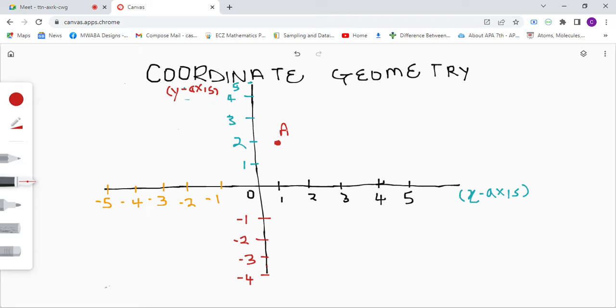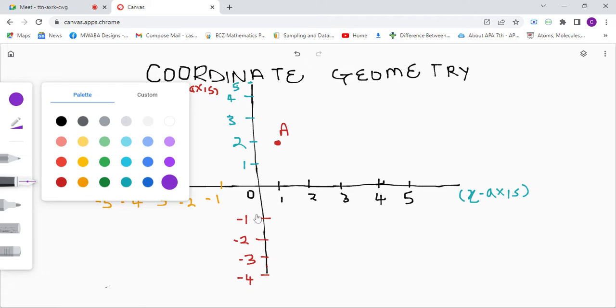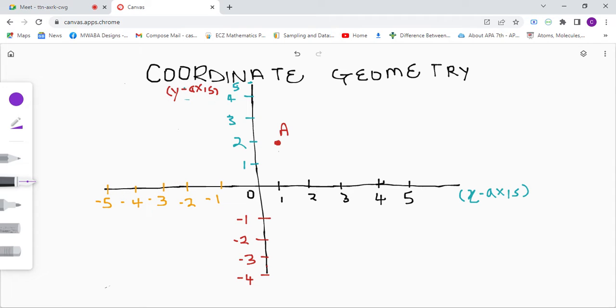All right. So you can see at this point A, it's corresponding on our x-axis with the coordinate 1. And then on our y-axis, the coordinate it's corresponding with is 2. So the coordinate of point A is 1, 2. The x-axis number is 1 and the y-axis number is 2.